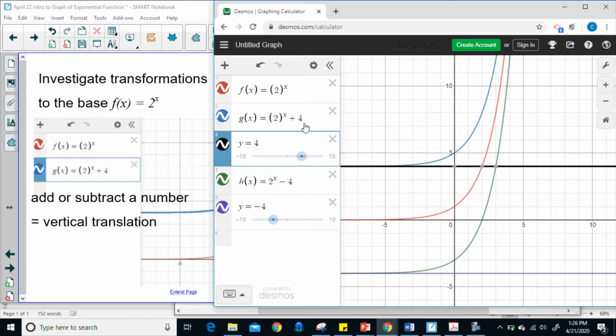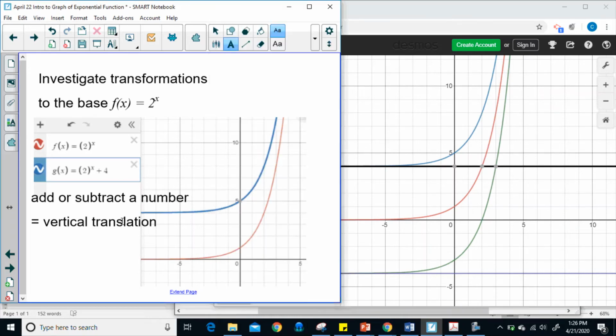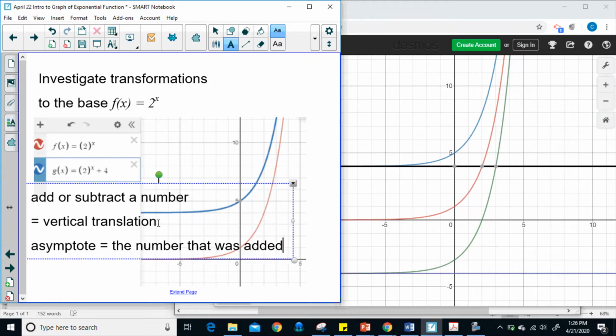So that +4 on the outside or that -4 on the outside, that's also going to tell me where my new asymptote is going to be. The asymptote equals the number that was added or subtracted. So these are good things to notice.